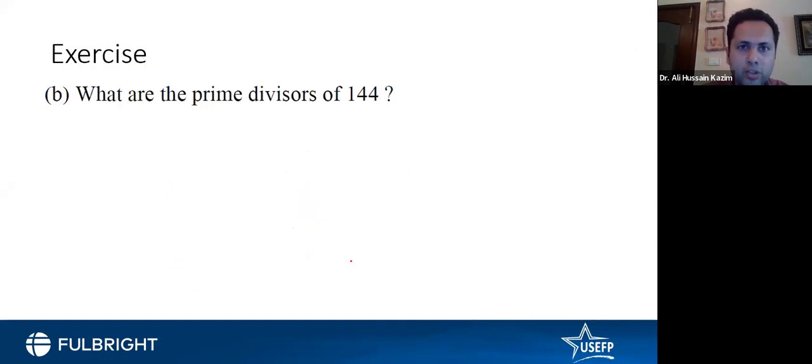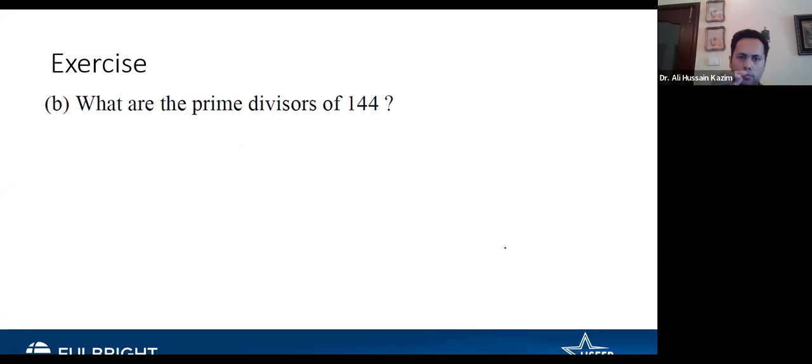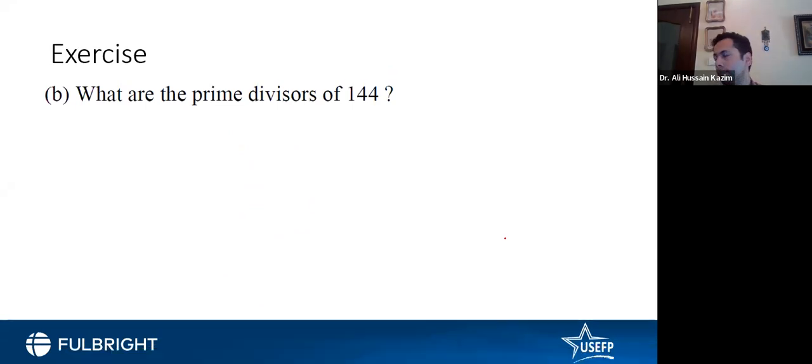So what are the prime divisors of 144? Very nice. Atiyam Azhar has answered it right. So what are the prime divisors of 144?